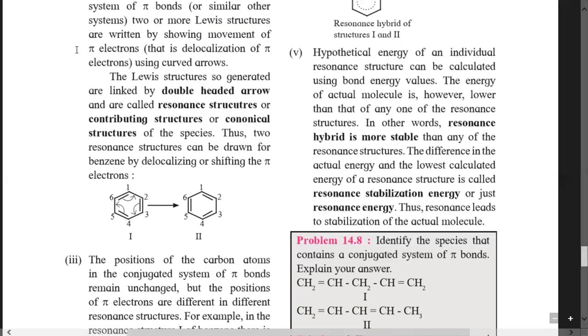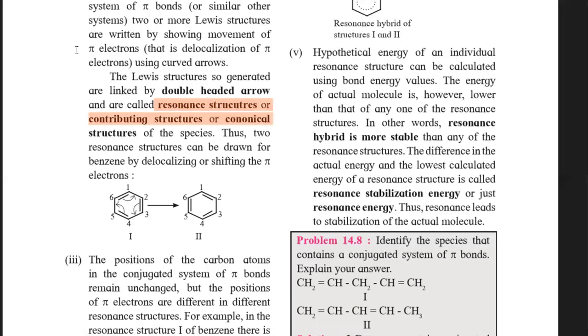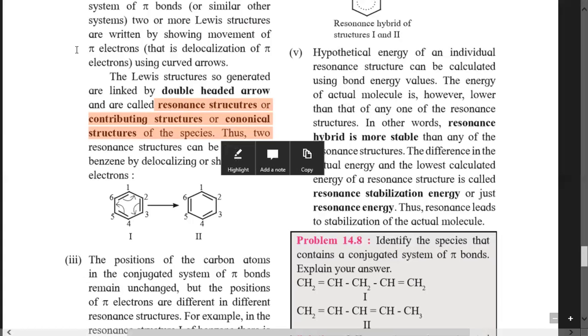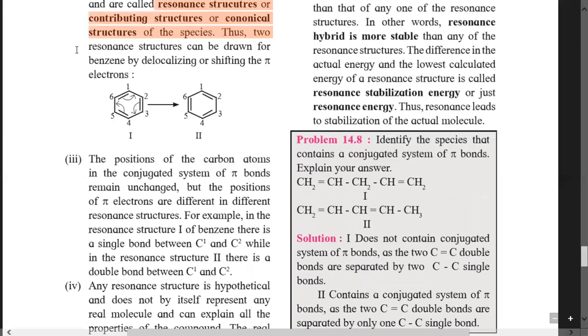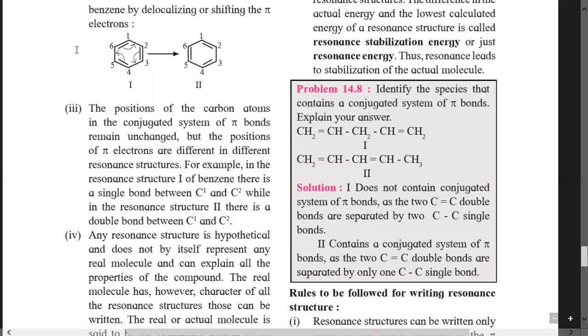And these structures are called resonance structures. They are also called contributing structures, or canonical structures. The two resonance structures of benzene are shown in this figure.